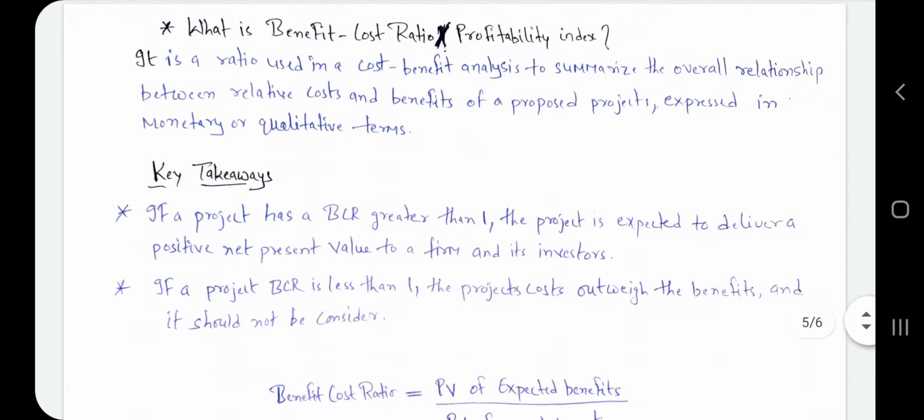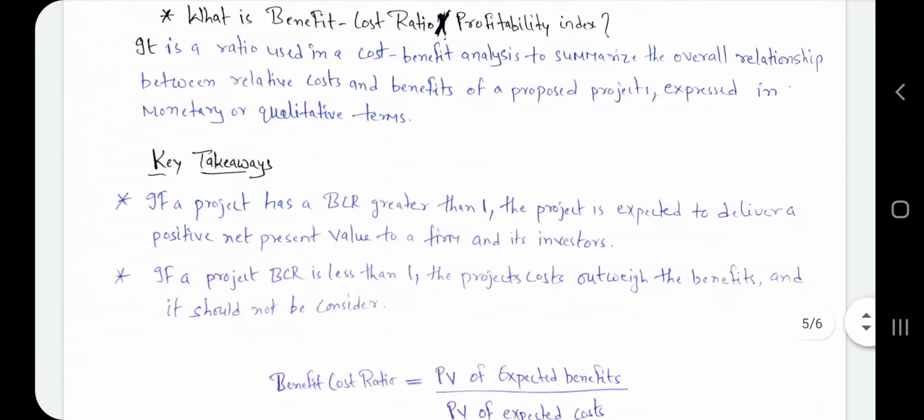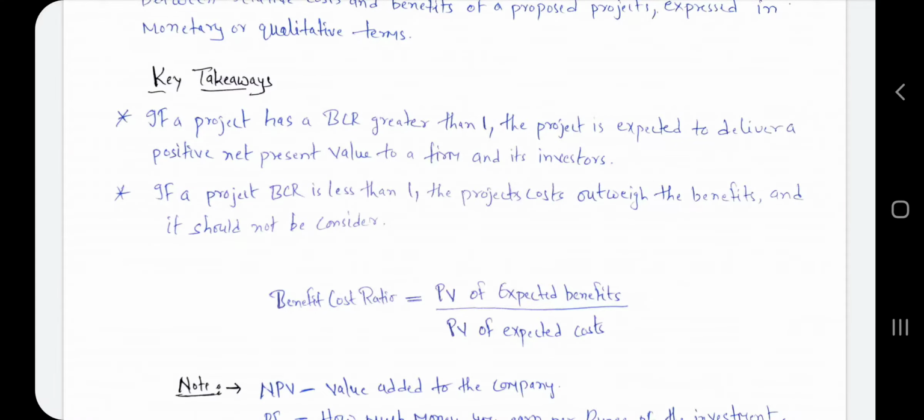Okay, so let's see the key takeaways. If a project has a BCR greater than 1, then the project is expected to deliver a positive return. It means if BCR is greater than 1, you accept it, and if the benefit cost ratio is less than 1, then you reject it and it should not be considered. This is the formula for finding the benefit cost ratio: present value of expected benefits upon present value of expected cost. Otherwise, you can also write this formula as PV of cash inflows divided by PV of cash outflows.